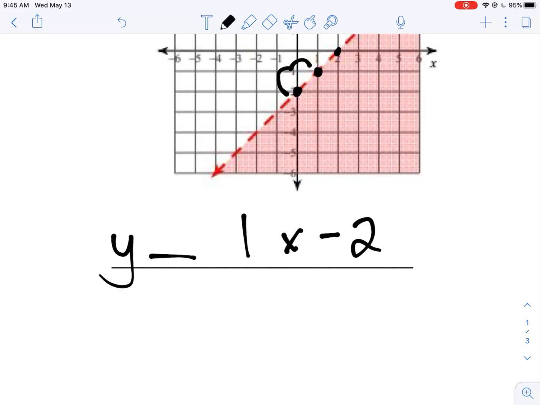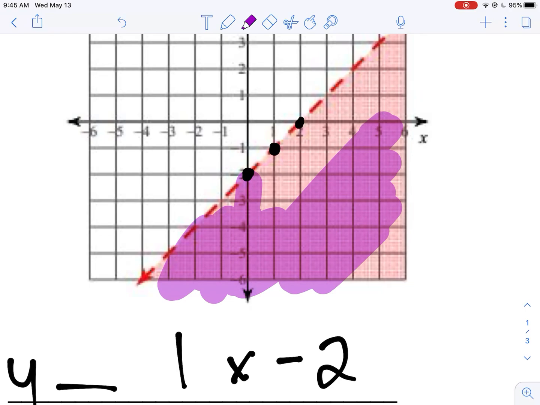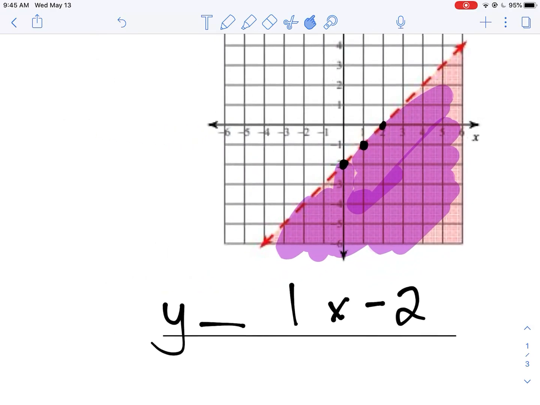Now I gotta figure out, is everything shaded above or below my line? If I look above, nothing, no shading. If I look below, all this shading. So once again, we're going to get a less than this time. I'm going to get rid of that blank. We're going to make it less than.